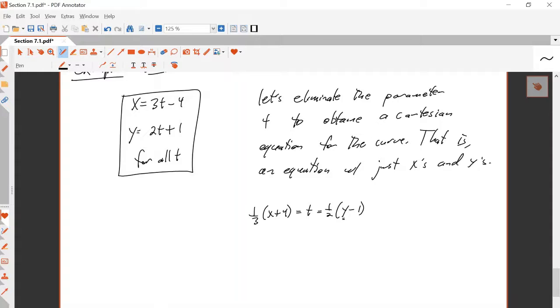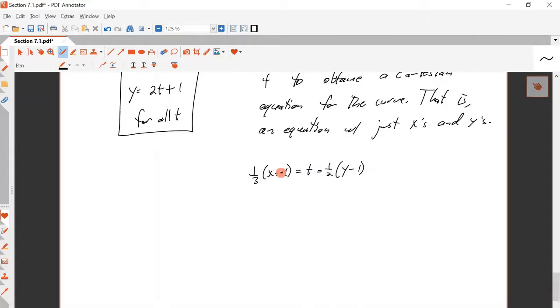Right, so we've solved for t in both of those parametric equations and just set them equal to each other, and now we have an equation for x and y. Right, so 2x plus 4 is equal to 3y minus 1. So we've got 8 plus 3, which is 11, is equal to minus 2x plus 3y, right, which is a line.